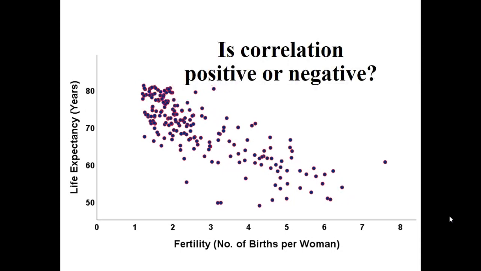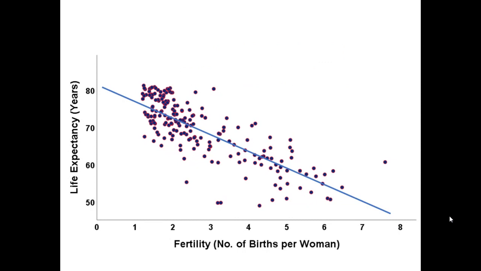So ask yourself, looking at this graph, is the correlation between fertility and life expectancy positive or negative? The answer is that this is a negative correlation. Countries with high fertility tend to have low life expectancy, and countries with low fertility tend to have high life expectancy. And here's the regression line, and its slope goes down from left to right and is negative.